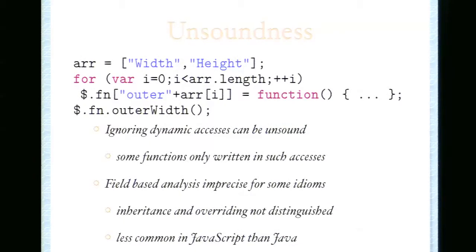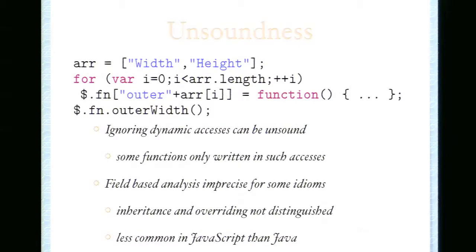Now, the way we're dealing with these indirect property writes is we're ignoring them. We're going to assume it's some weird, horrible extend pattern, and we're just going to ignore it. And so we're going to miss these functions entirely. Some functions are only written in such accesses. You find that this is an example. Outer width and outer height are not going to be written anywhere as far as we're concerned, because they're only written in these indirect accesses that we're ignoring.